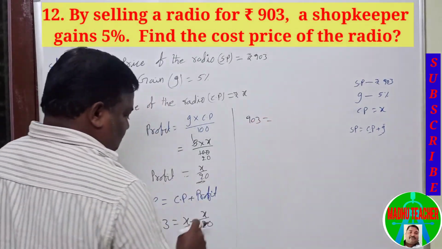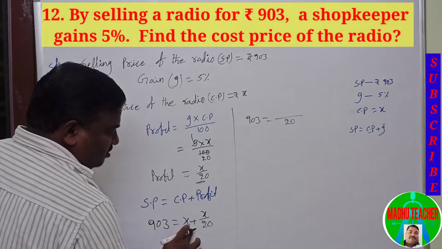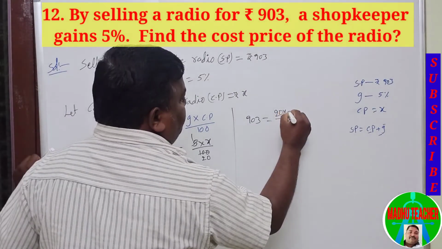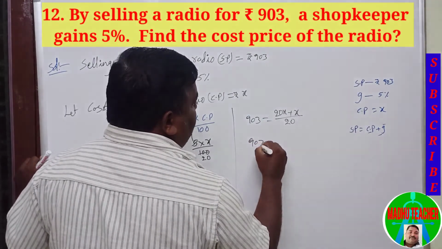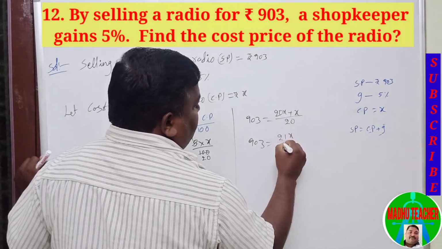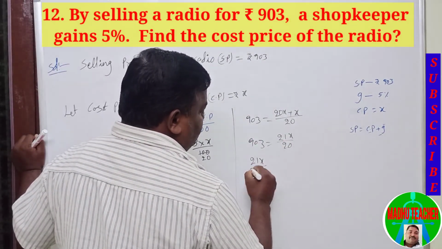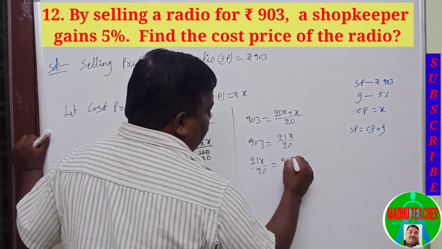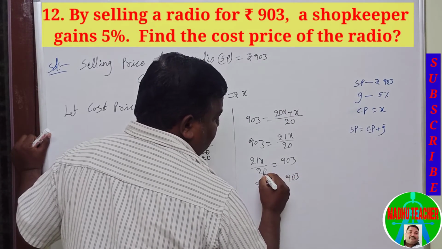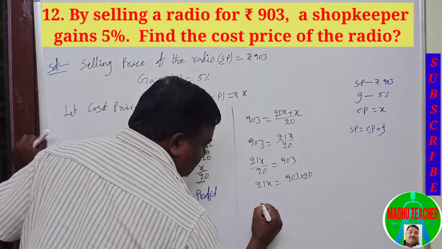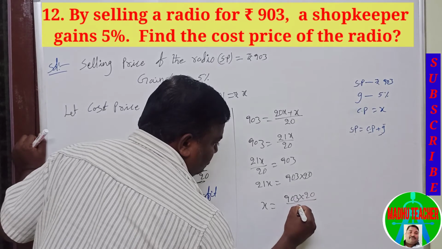903 equal to 120, LCM is 20. 1 into 20 is LCM, so x into 20 is 20x, plus 21 into 1 is 21, so 903 equal to 21x by 20. Interchanging LHS and RHS, 21x equal to 903. It is divided by 20, so it will become into 20. x equal to 903 into 20 by 21.